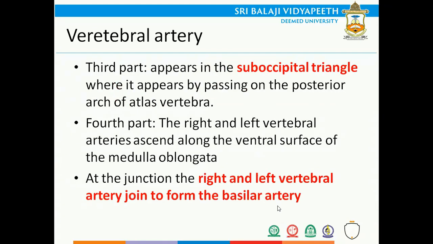Coming to the third part, once it enters the foramen magnum in the occipital area, it appears in the suboccipital triangle and then passes through the posterior arch of the atlas. That portion of it present in the suboccipital region is called the third part. Then it is lying posterior to the arch of the atlas, and the fourth part is the right and left vertebral artery ascending along the ventral surface of the medulla oblongata. At the junction of the right and left vertebral arteries, they join to form the basilar artery.